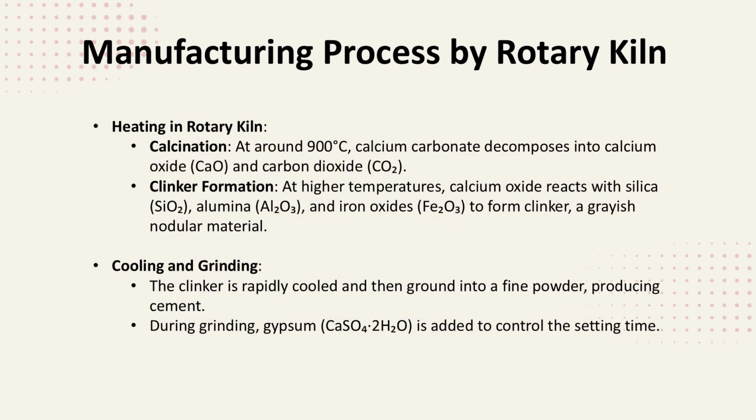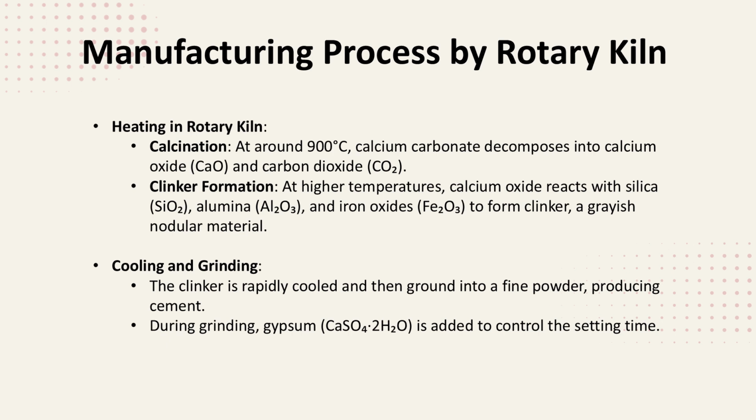In the rotary kiln, the raw materials undergo critical transformations. Calcination. Around 900 degrees Celsius, calcium carbonate decomposes into calcium oxide and carbon dioxide. Clinker formation. At higher temperatures, calcium oxide reacts with silica, alumina, and iron oxides to form clinker, a gray, nodular material. Cooling and grinding. After the clinker is formed, it is rapidly cooled and then ground into a fine powder.